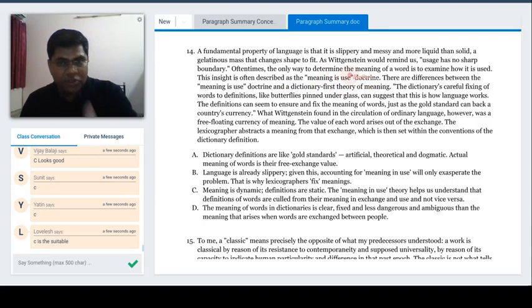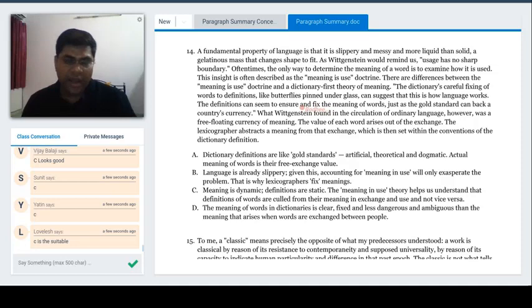And the author seems to be comparing the meaning-is-use theory with the dictionary-first theory of meaning. The dictionary's careful fixing of words to different expressions, like butterflies spun under glass, can suggest that this is how language works. The definitions can seem to ensure and fix the meaning of words, just as a gold standard can back a country's currency.